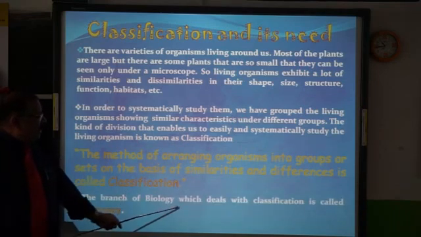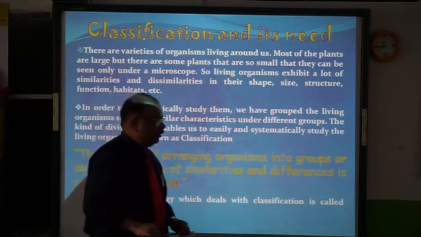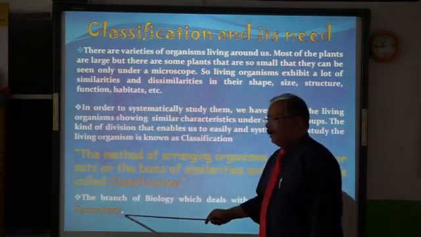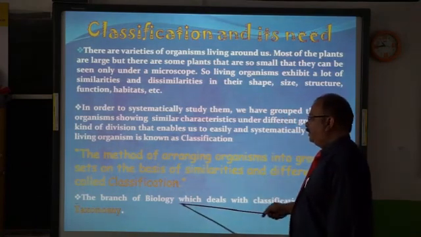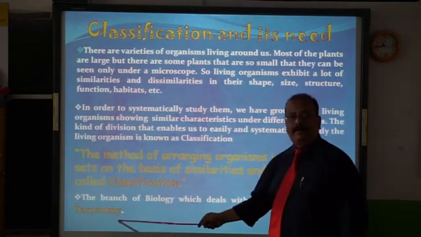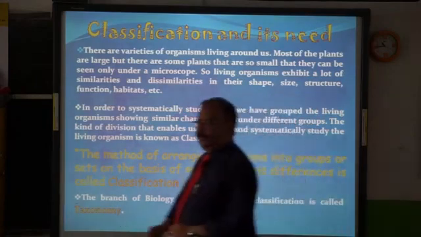And the branch of biology which deals with classification of organisms is called taxonomy. So never forget this. The branch of biology which deals with the classification is called taxonomy. Okay?